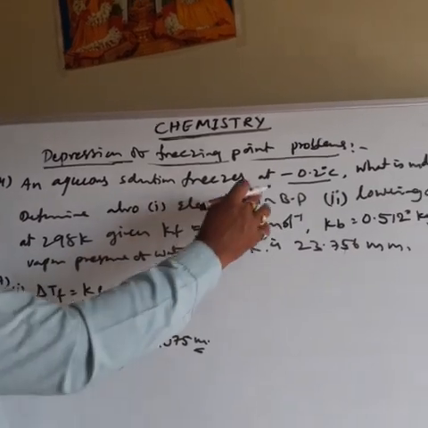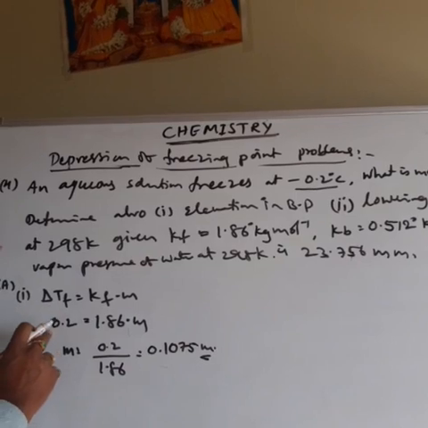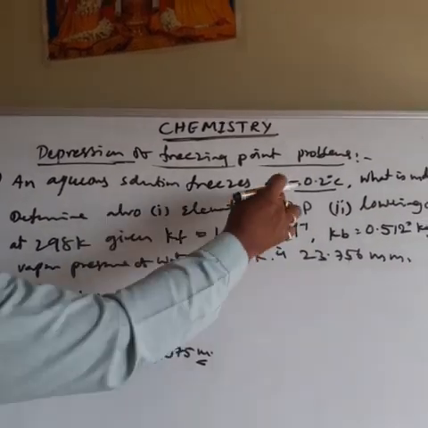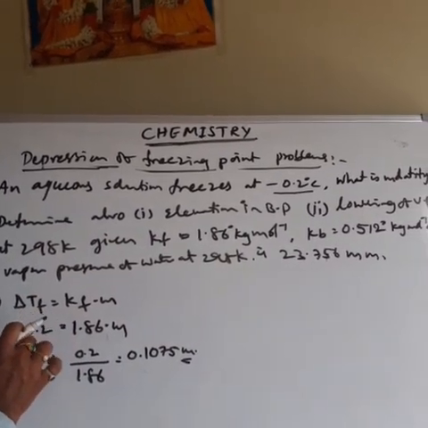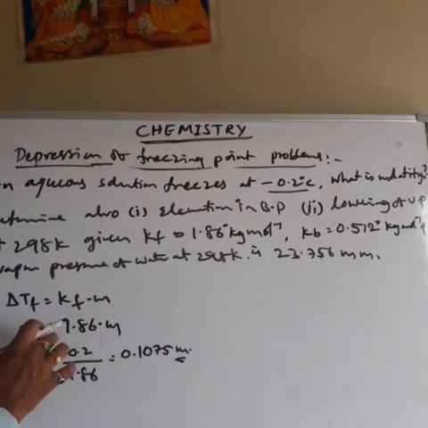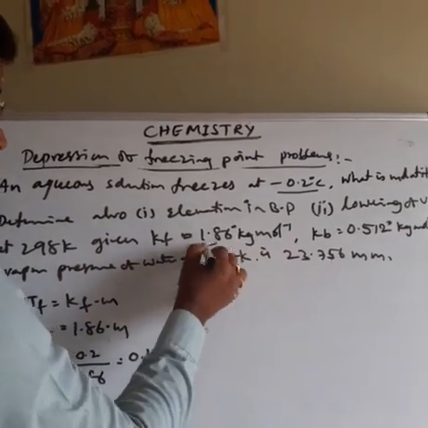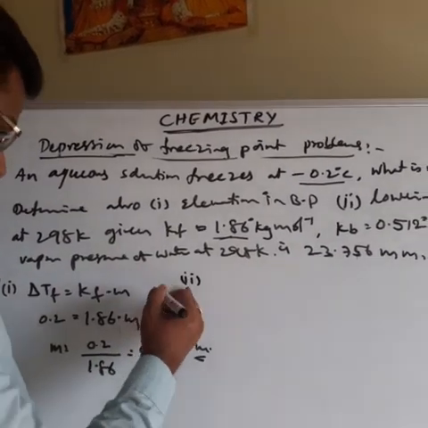Okay, delta Tf is equal to Kf into m. The delta Tf value is minus 0.2 Celsius. No need to take the negative value, so you have to take the direct value. Depression is indicated by the negative sign. Here, how much depression of freezing point? 0.2 decrease is equal to 1.86 m. Here the Kf value is given, and then the m value is this one.